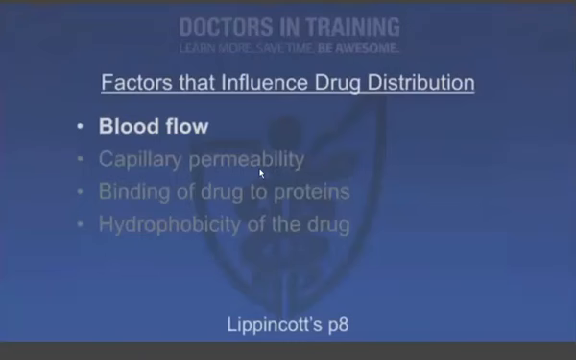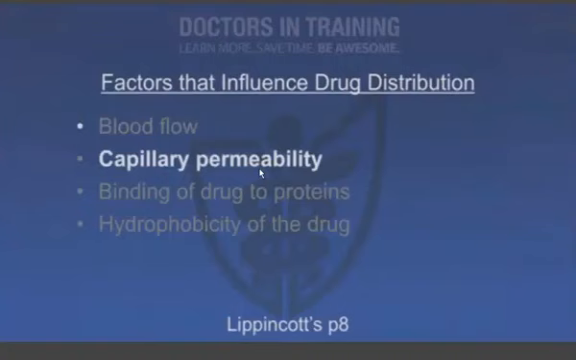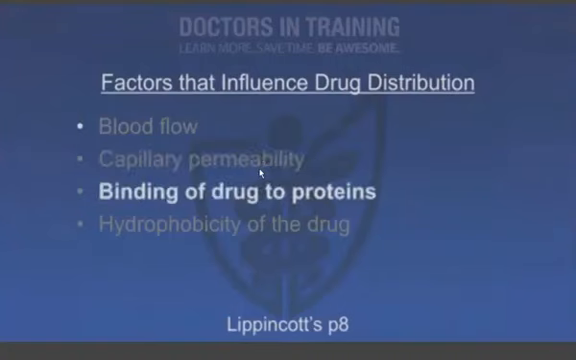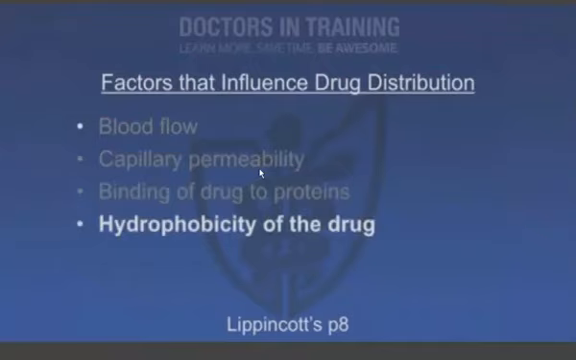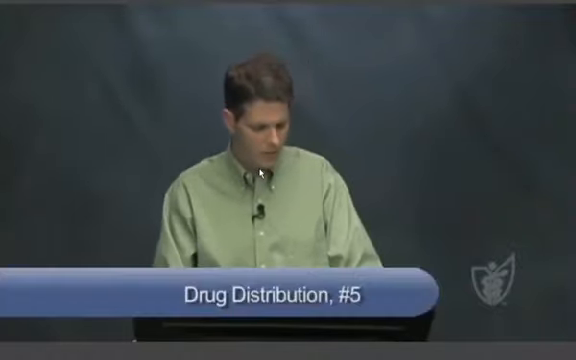So drug distribution depends on a lot of things. It depends on blood flow, capillary permeability, binding of drugs to proteins in the plasma and in tissue, and it depends on the hydrophobicity of the drug. Because the fluid we're talking about, the intracellular fluid, is aqueous, and the extracellular fluid is aqueous. So if a drug is very hydrophobic, it's not going to dissolve well in those aqueous solutions.